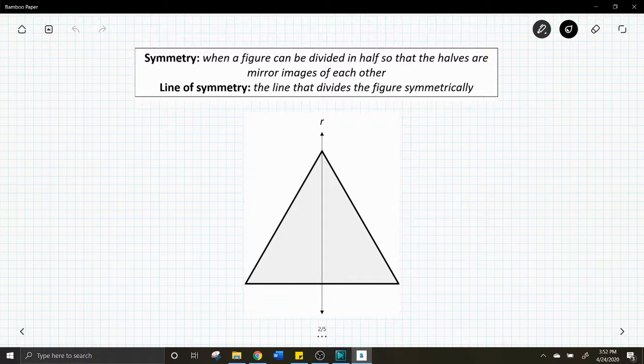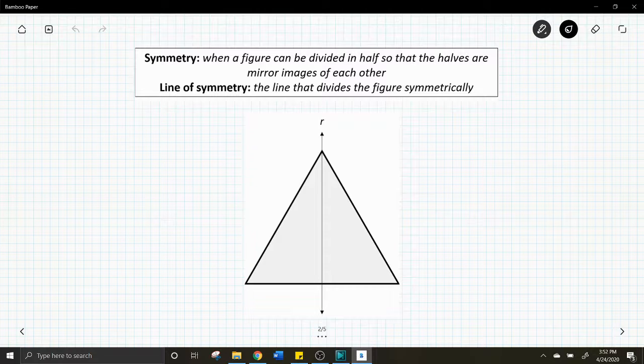Picture frames. I'm trying to look around my room and see things I have that are symmetrical. My fish tank has symmetry. If I were to divide that in half, I would have the same half on each side. A lot of things in our lives exhibit symmetry. And so two-dimensional figures, things that we can draw, also have symmetry.